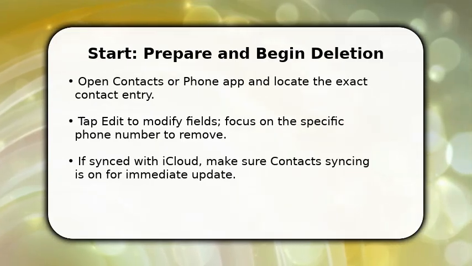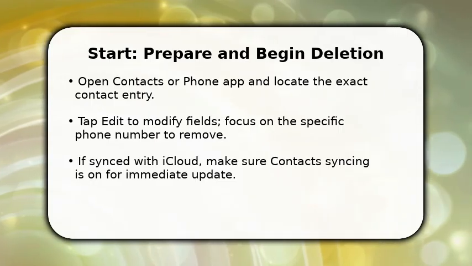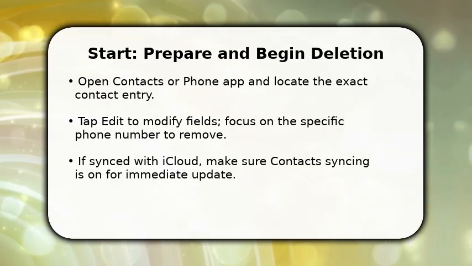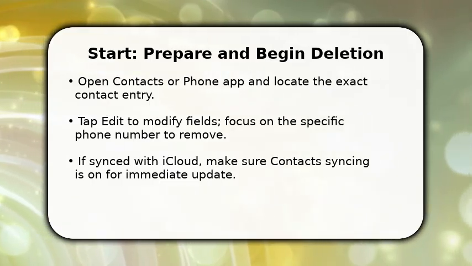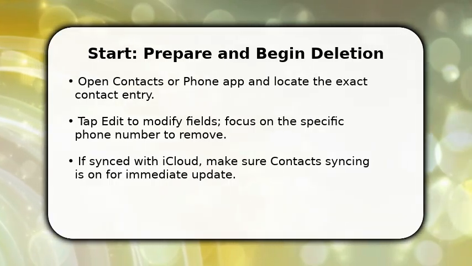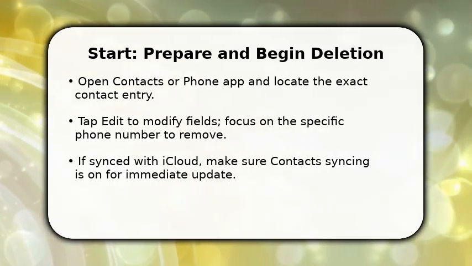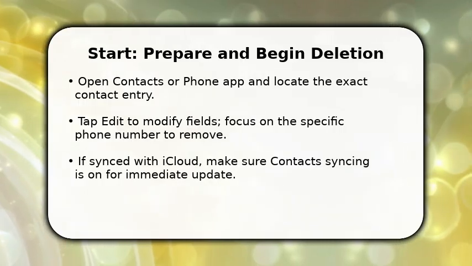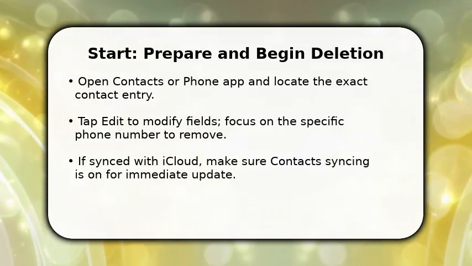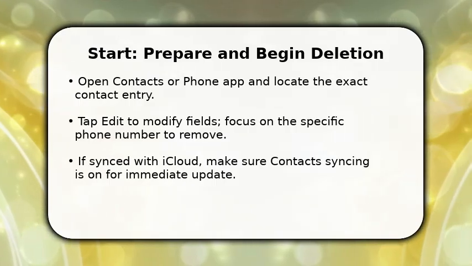You are going to remove a phone number from a contact now. Open Contacts or Phone and find the person. Tap Edit at the top right to enter field mode, then scroll to the number you want removed. You do this because deleting the whole contact is unnecessary if only one number is wrong. Once you see the number field, prepare to remove it cleanly and save changes to update all synced devices immediately.